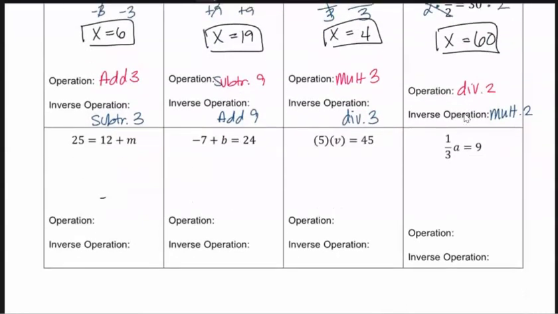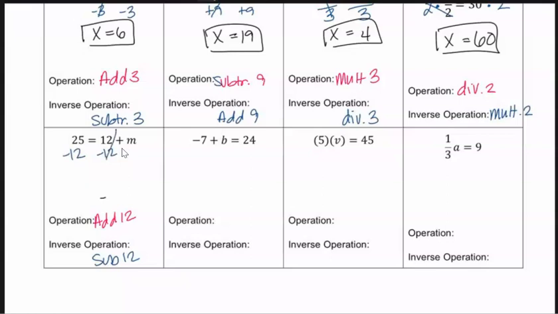Now here's some more examples. In this case, my variable is on the right side, which is fine. You'll solve it completely as normal. So you'll say, hey, what's happening to my variable? In this case, I am adding to my variable. In fact, I am adding 12. And the opposite of adding 12 is subtract 12. So I'm going to subtract 12 from the left and right side of the equal sign.